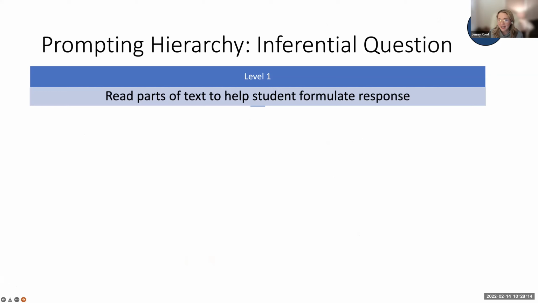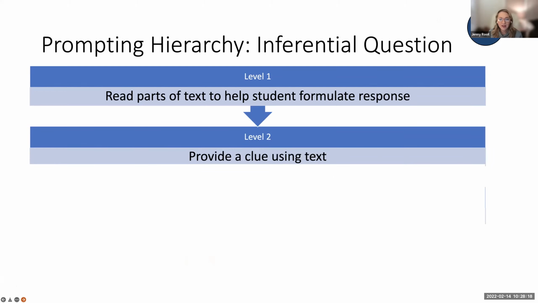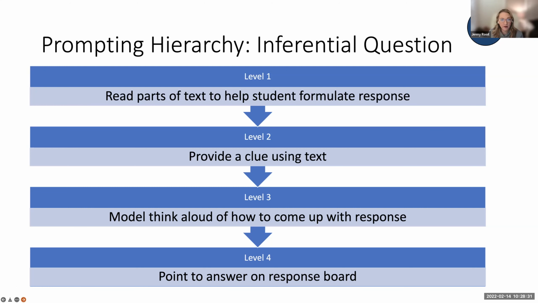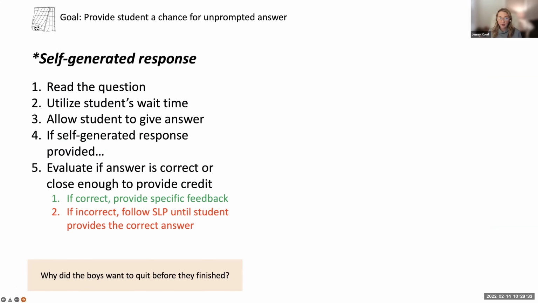So read parts of the text to help the student formulate the response, just as before. Provide a clue using the text. Model a think aloud of how to come up with the response. So like, what would this look like for you? And then if needed, point to the answer on the response board. So if it's a self-generated response, again, maybe our question is, why did the boys want to quit before they finished?